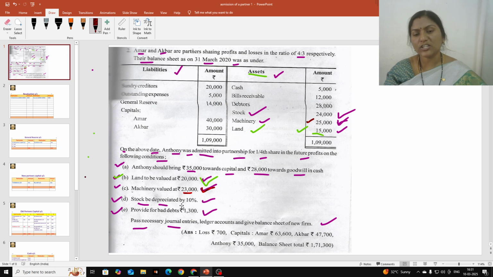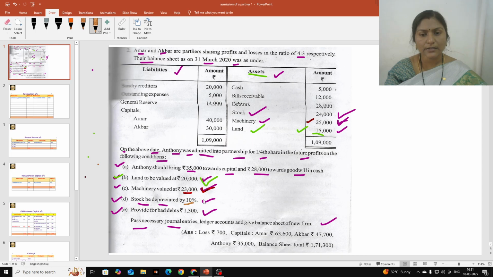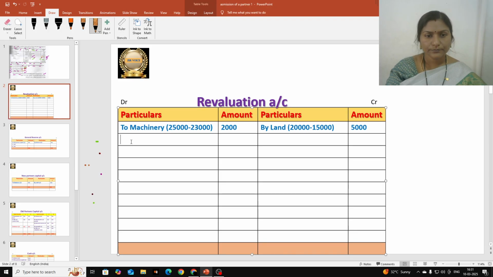Next one, D point: stock to be depreciated by 10%. So we have to depreciate the stock value. Depreciate means decrease. We are going to decrease the stock. So how much percentage? Actually the percentage is given here, students. What is the percentage of stock? 10%. So we should decrease the stock by 10%. What is the stock value given in the balance sheet? It is 24,000. So on 24,000 we have to calculate 10%. First of all, you should know which side we should record in the revaluation account. Stock is an asset, depreciated means decrease. An asset decrease we always write on the debit side. So on 24,000 we should calculate 10%. Let us record here, stock. So how much is it?